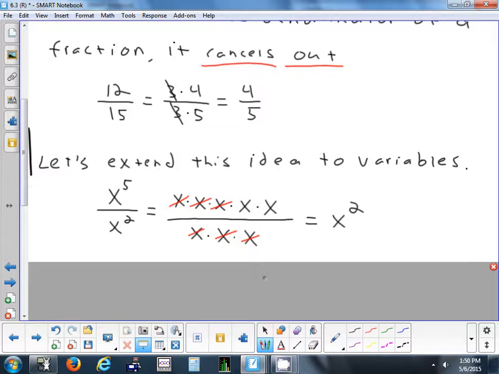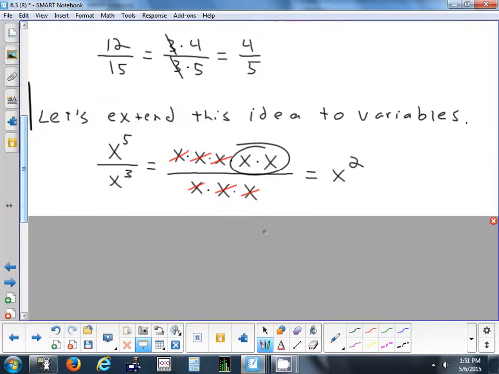If you multiply x to the 5th, that's x times x 5 times. X squared, so I should say x cubed. That's x times x 3 times. How many x's do the top and bottom both have in common? I crossed them out. 3. The top has 5, the bottom has 3. They both have at least 3. So we canceled 3 from the top, 3 from the bottom, and that's all you're left with. 2 x's in the top. Okay. Any question on that idea?